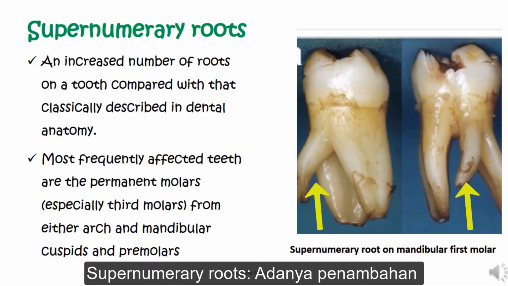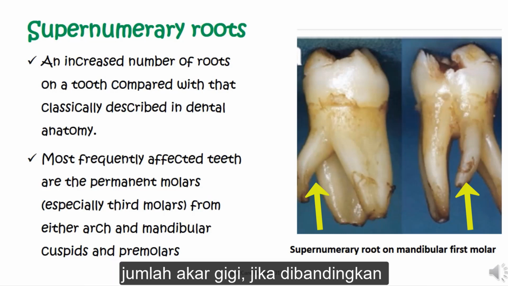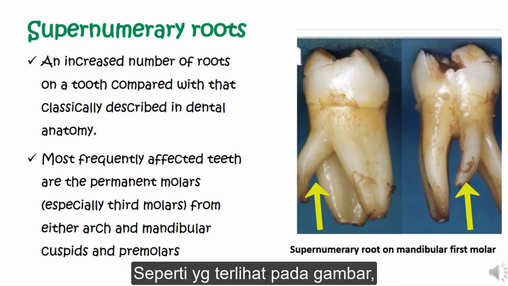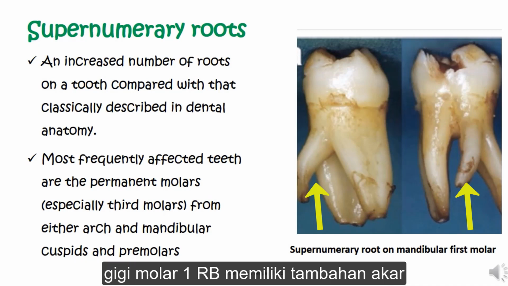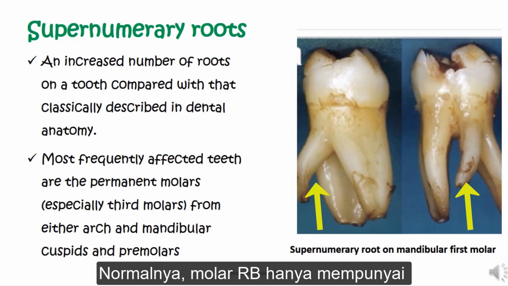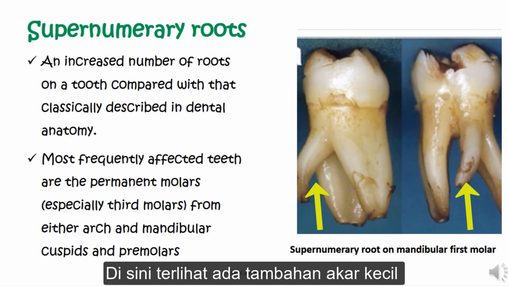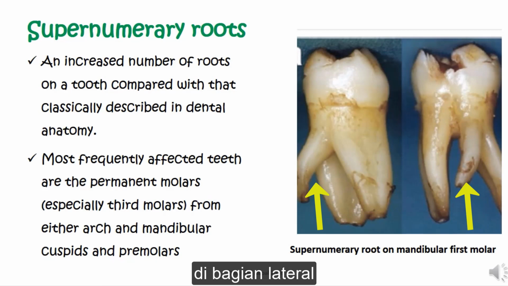Supernumerary roots: an increased number of roots on a tooth compared with that classically described in dental anatomy. As we can see in the figure, this mandibular first molar has an additional root. Normally, it should have one mesial root and one distal root, but here another small root is coming from the lateral aspect, on the buccal side.